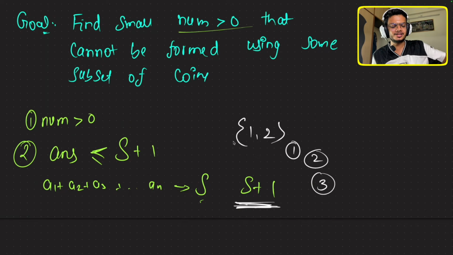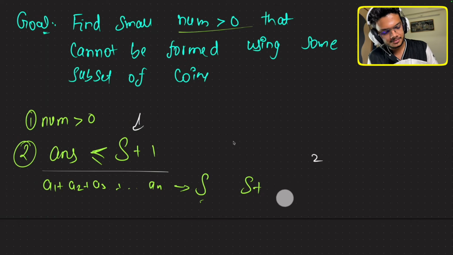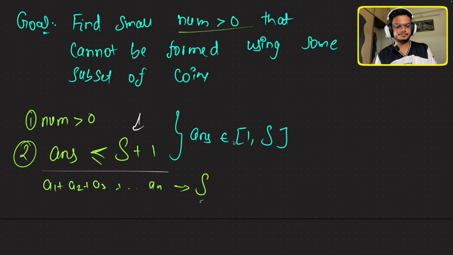You cannot create a sum greater than the sum of all the elements in the array. So your answer is, in the worst case, s plus 1, right? These two things give you a clear-cut idea that your answer belongs to the range 1 till the sum of all the elements in the array plus 1, right? So we now have a good bound for the answer as well.